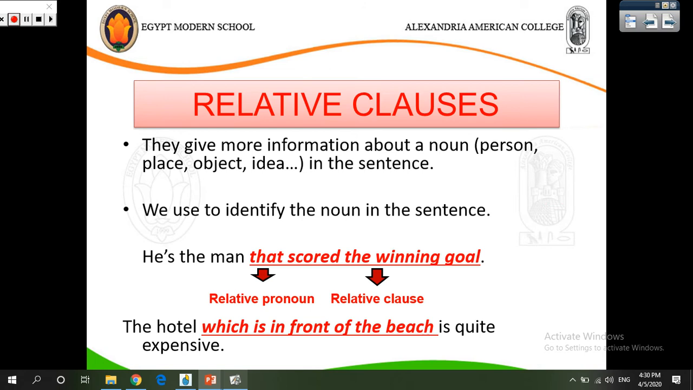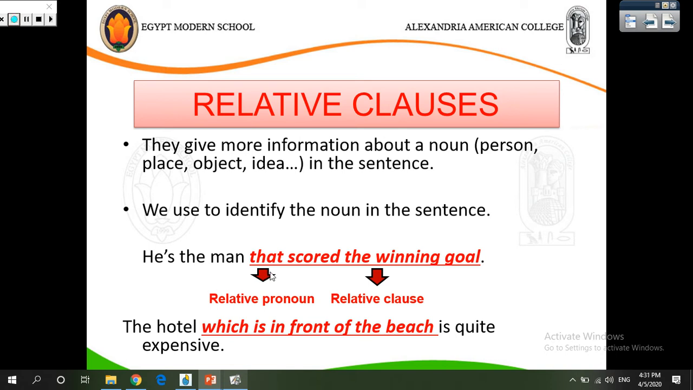Relative clauses. A clause here is a sentence that comes after the relative pronoun. This sentence includes what? It includes the information that follows the relative pronoun, and they are talking about the noun. So they give more information about a noun, person, place, object, idea, whatever the noun is in the sentence. We use them to identify the noun in the sentence, to give more information about the noun in the sentence.